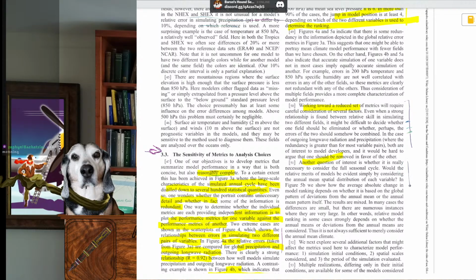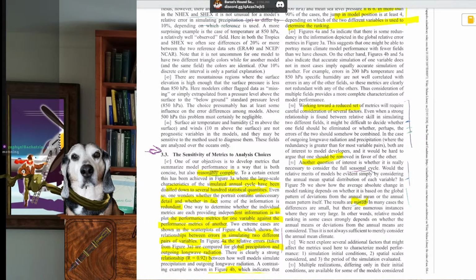Another question of interest is whether it is really necessary to consider a full seasonal cycle. Would the relative merits of models be evident simply by considering the annual mean and spatial distribution of each variable? In 5b, we show how the average absolute change in model ranking depends on whether it is based on the global pattern of deviations from the annual mean or the annual mean pattern itself. The results are mixed. And this is actually something I'm finding too.